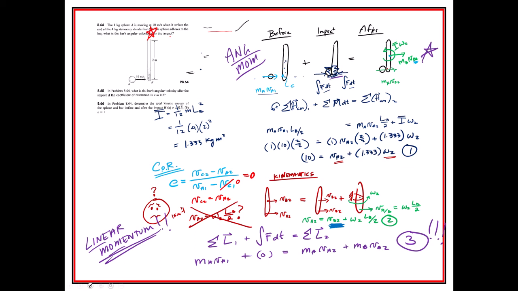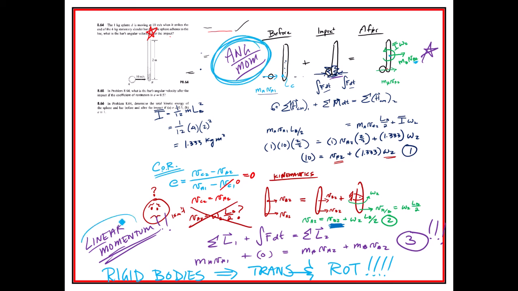The big knowledge thing that I want: rigid bodies, translation and rotation. Keep in mind, both of those things are taking place. So we did the rotation up here. Now we could do the translation down here. And we could tie them together with kinematics and some principle that we know of.